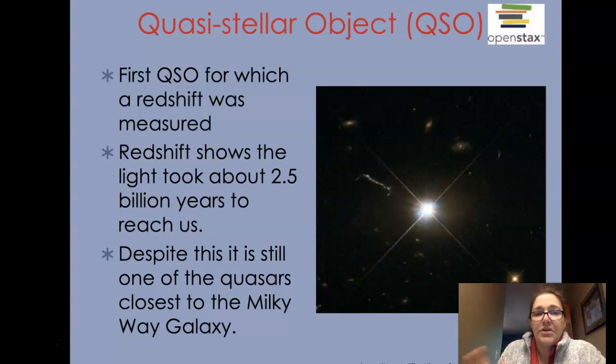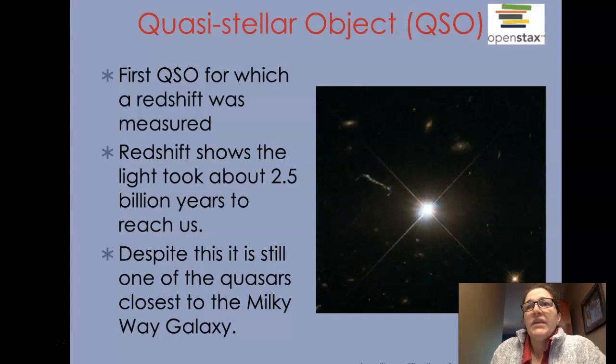So the first QSO for which a redshift was measured is this picture that we're looking at. This is 3C273. And so the redshift for this quasar shows that the light took 2.5 billion years to reach us. So it is 2.5 billion light years away. It is still one of the closest quasars to our galaxy.